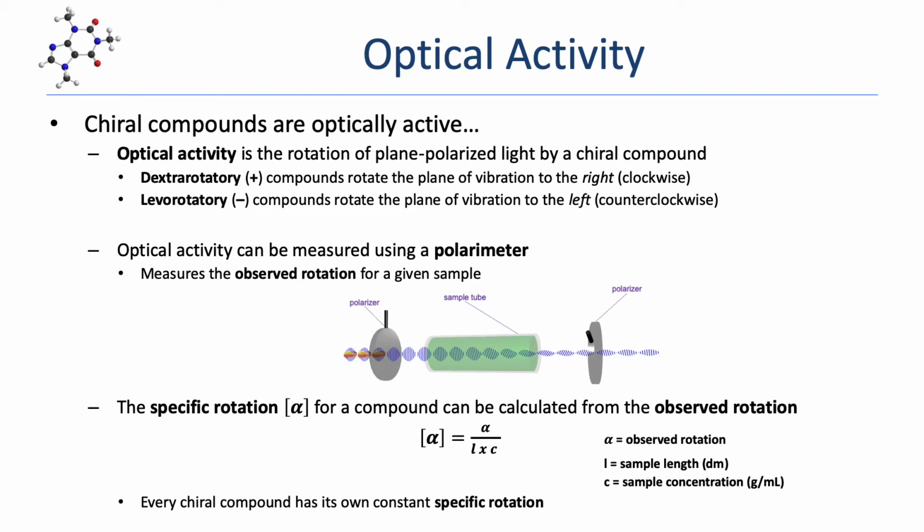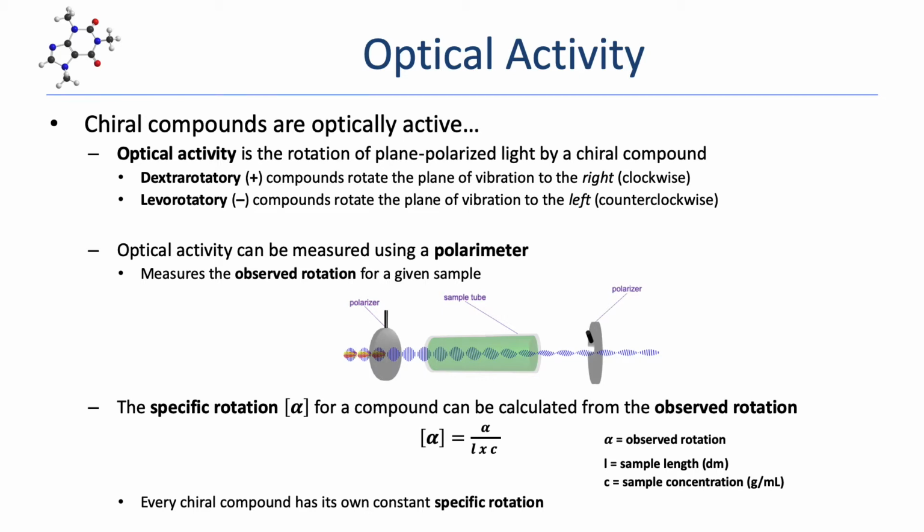The optical activity for a compound can be measured using a polarimeter. A basic polarimeter is nothing more than a tube that holds a solution of the chiral compound being analyzed. Plane polarized light is passed through this tube, and as the light passes through the sample, the chiral molecules inside rotate the plane of vibration of that light, which can then be measured with a polarizer at the opposite end. That angle of rotation is called the observed rotation, and it's abbreviated with an alpha.